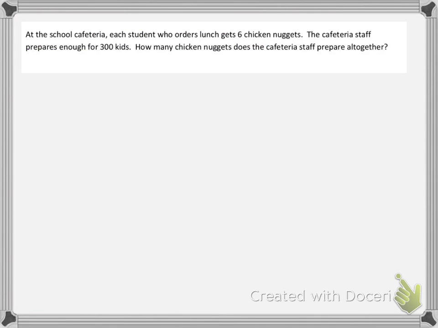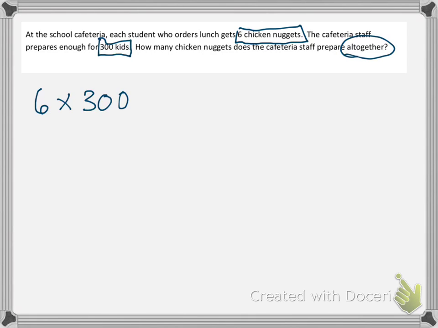At the school cafeteria, each student who orders lunch gets 6 chicken nuggets. The cafeteria staff prepares enough for 300 kids. How many chicken nuggets does the cafeteria staff prepare all together? Well, we know that they each get 6 chicken nuggets, and they have to prepare enough for 300 kids. And we're preparing it all together, so we're going to be multiplying. So this looks like 6 times 300.